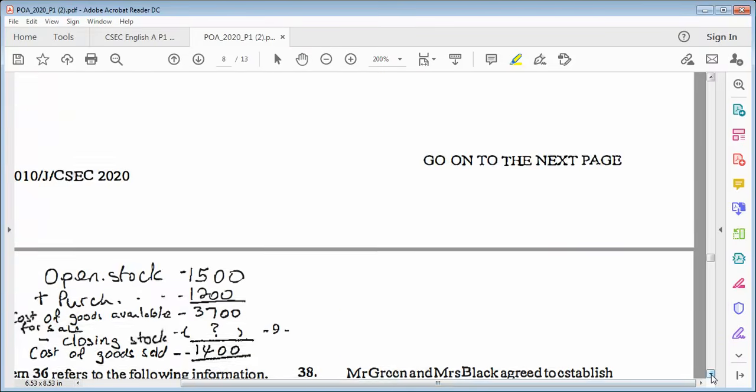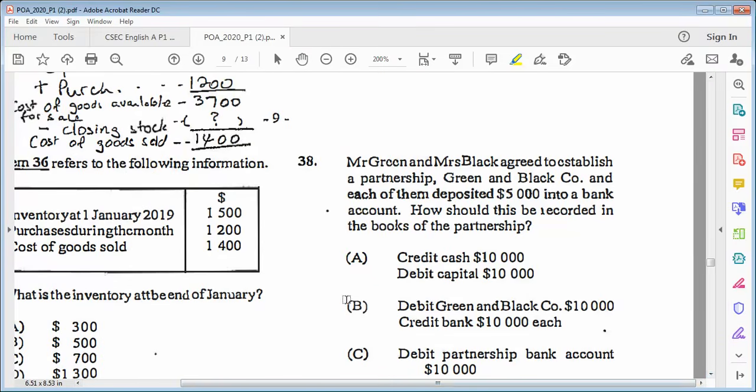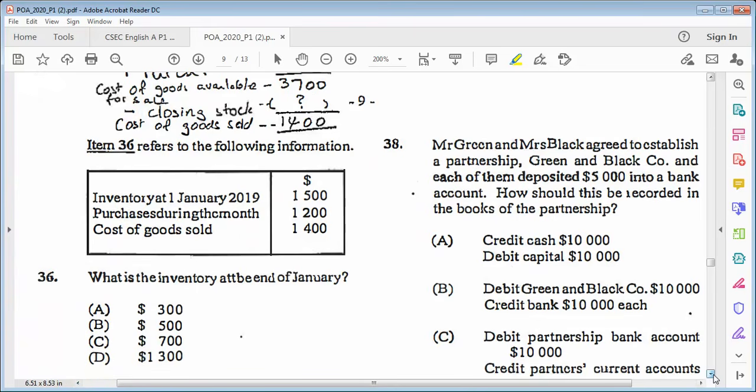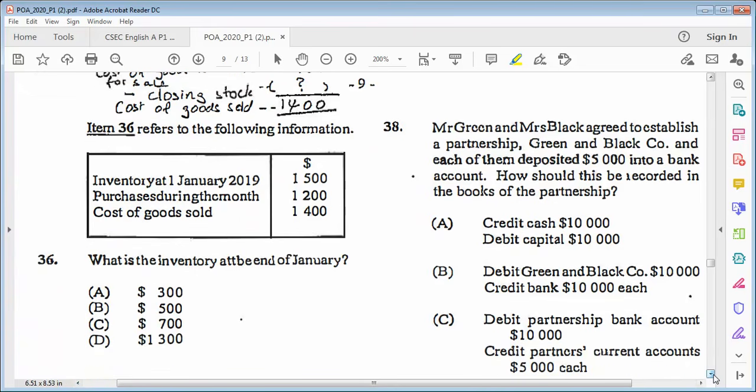Let's go on to number 36 now. Item 36 refers to the following information. Inventory at 1st of January 2019, $1,500. Purchases during the month, $1,200. Cost of goods sold, $1,400. What is the inventory at the end of January?